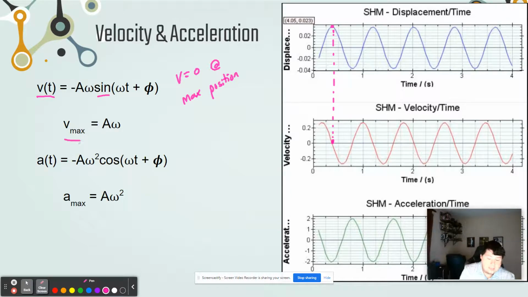Now, velocity also has a maximum as well. And that maximum, it makes sense, is the thing in front of this sine function. We've already talked about how sine and cosine go from 1 to -1. So this is going to be the maximum value for that v. And that maximum occurs, you'll notice here's a max, when the position is 0.